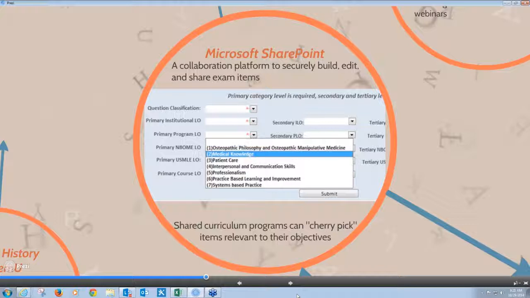Now, SharePoint is what we had readily available on our campus, but really the vehicle to share is up to your needs and resources. It could be as simple as a shared Google Docs file or something in a shared drive on the university.